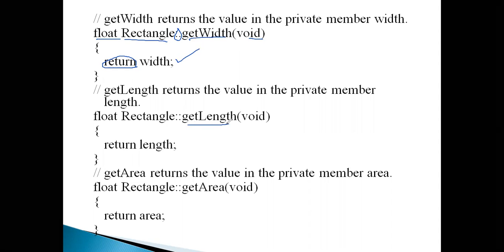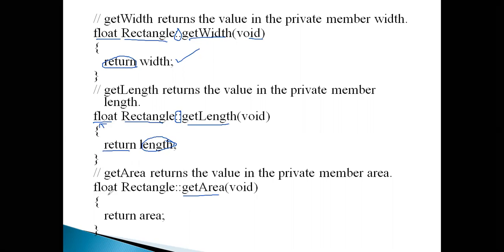Similarly, the get length function I am defining. Return type is float. The function is in rectangle. Now I am asking for the function get length in the rectangle class by using the scope resolution operator. So this function is returning, and when I specify it is returning, I must specify a return statement. What it is returning means length, the length value it is returning.